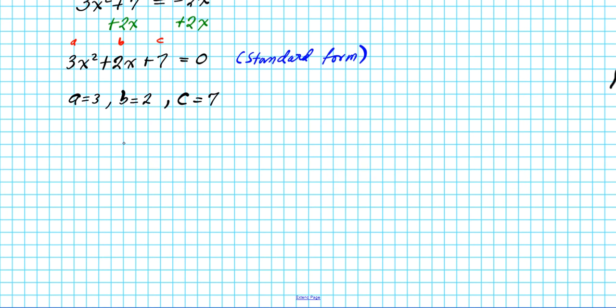Now let's find the discriminant. So let's rewrite the formula. The discriminant is b squared minus 4ac, the radical component of the quadratic formula, the radicand. All right, if we carry out our substitution, you have 2 squared minus 4 times 3 times 7.